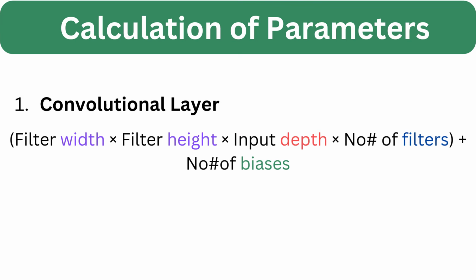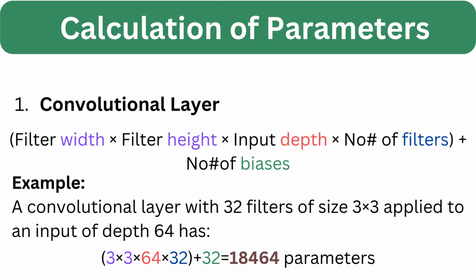8320. Now let's discuss the formula to calculate the number of trainable parameters for a convolutional layer. So here is the formula: filter width times filter height times input depth times the number of filters, and then we will add the number of biases. Biases would be the same as the number of filters because each filter has one bias.